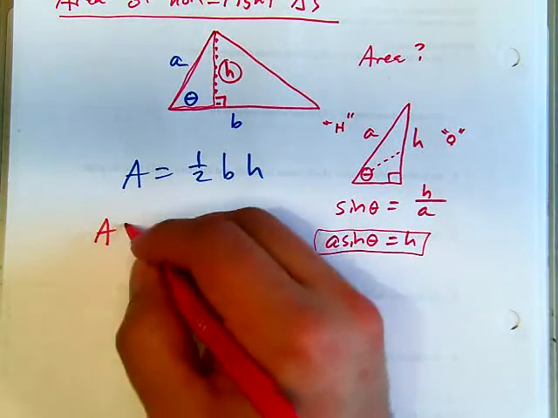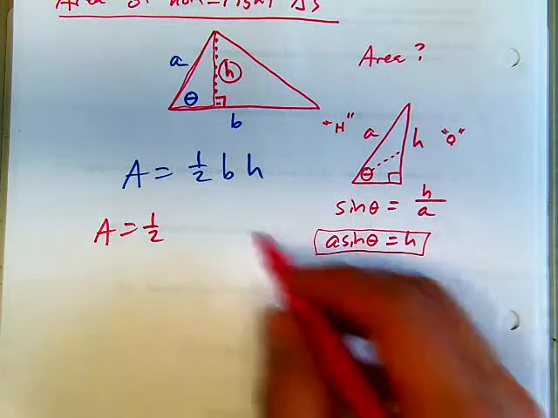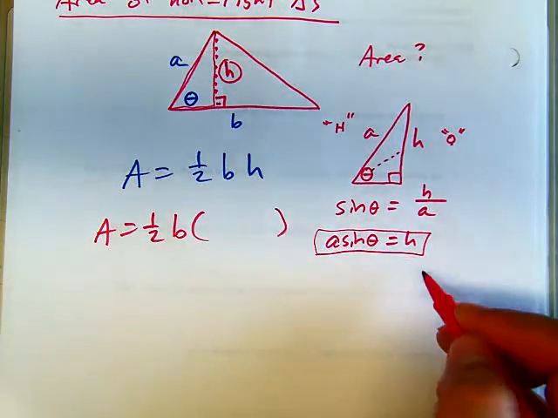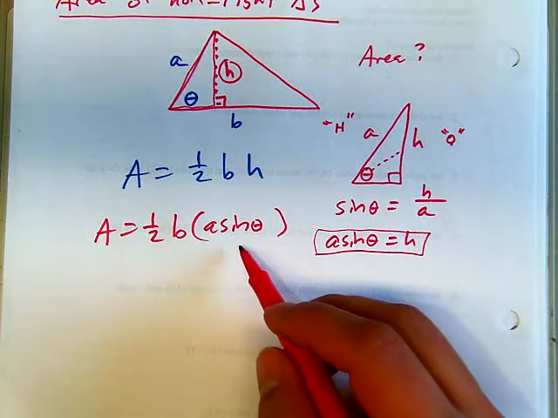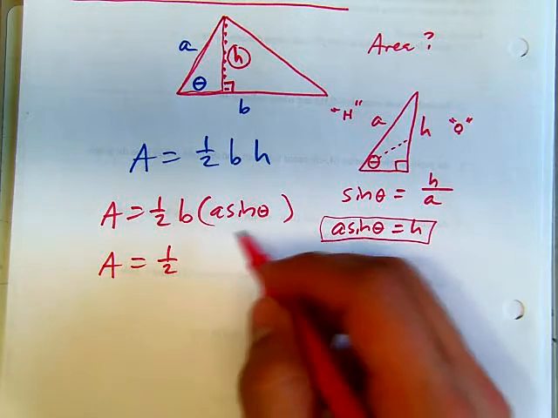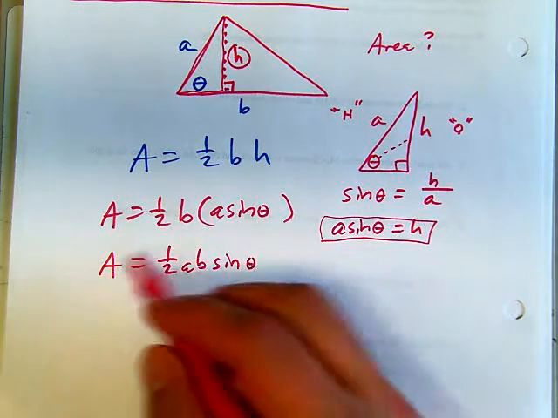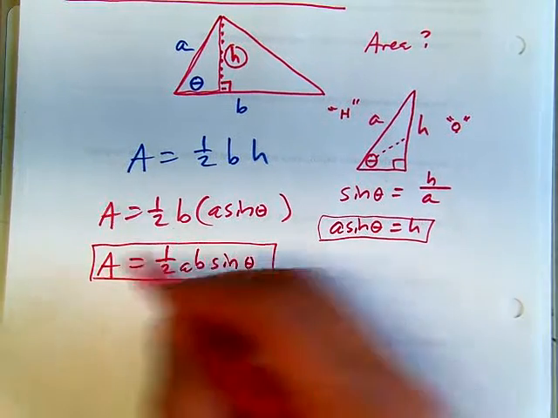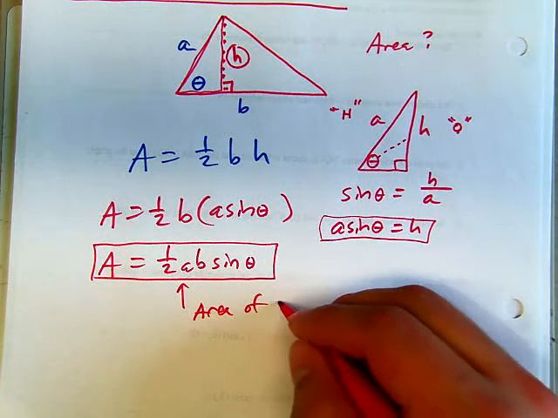So then I could rewrite this formula and say that the height, instead of h, could be found by just taking a times the sine of theta. And if you rearrange the order here, you're going to see a formula that we typically use for finding area of a non-right triangle.